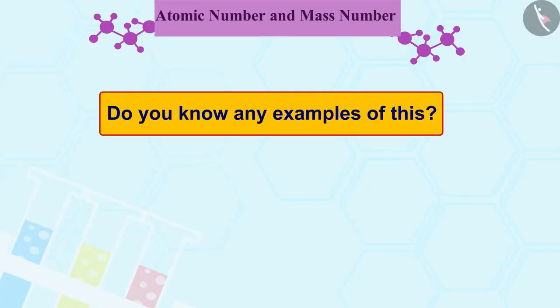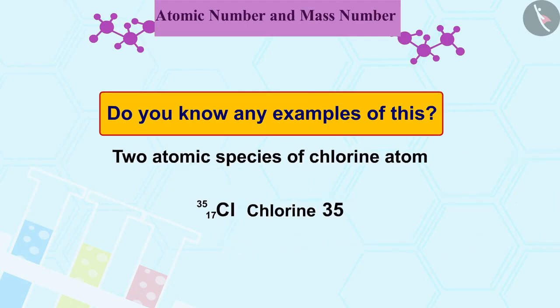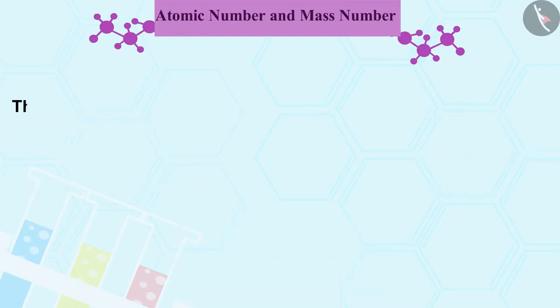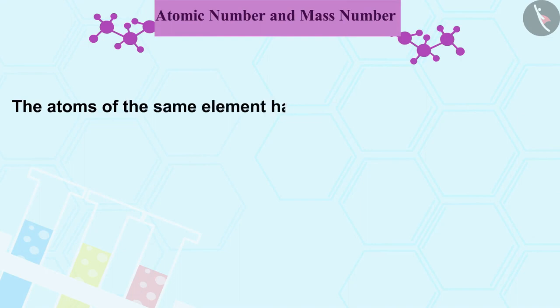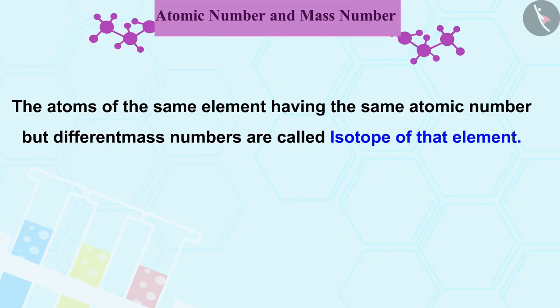Do you know any examples of this? Carbon-12 and carbon-14, and chlorine-35 and chlorine-37 are some other examples of this kind. These atomic species have a special name. We call them isotopes. The atoms of the same element having the same atomic number but different mass numbers are called isotopes of that element.